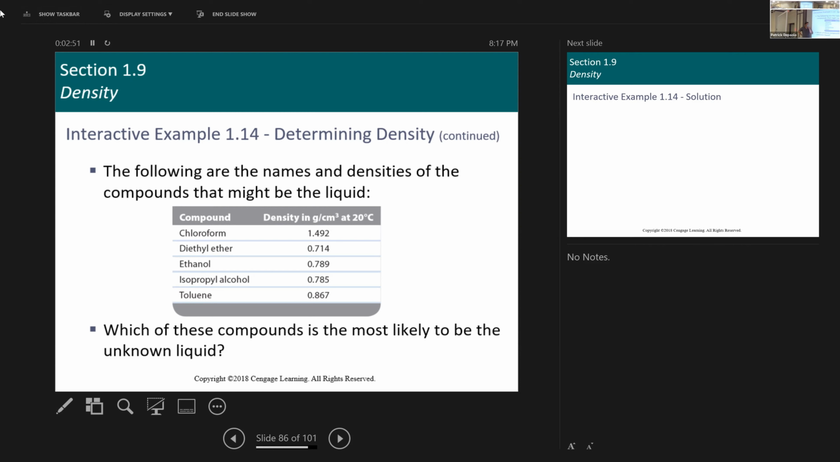So there's no such thing as ethanol that doesn't have a density of 0.789. It's just something that ethanol has. There are totally other substances that have the same density, but ethanol has that density. And since our answer was 0.785, isopropyl alcohol seems to take the win, and that seems to be our unknown substance.